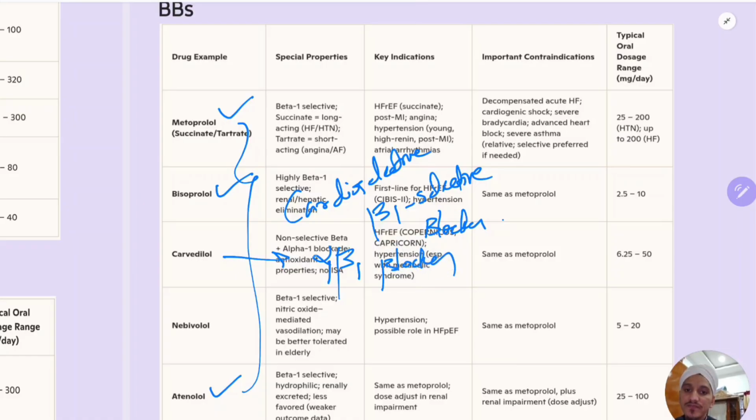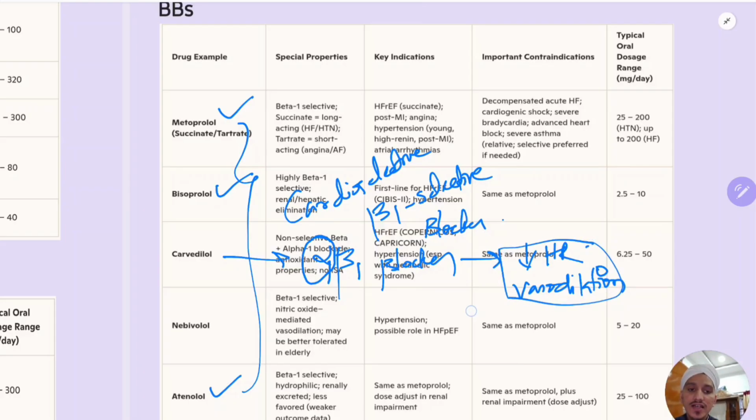So what is the advantage of this? Because of its alpha 1 blocking activity, in addition to reducing the heart rate, it also causes vasodilation. Why does it cause vasodilation? Because the alpha 1 receptor causes vasoconstriction, so anything which blocks the alpha 1 receptor causes vasodilation. So Carvedilol is a vasodilatory beta blocker. These are more commonly used in cardiac patients.